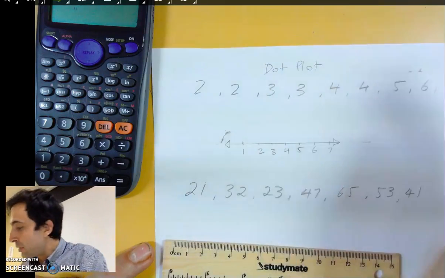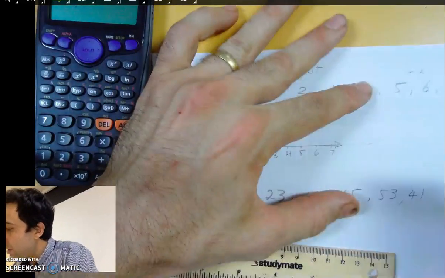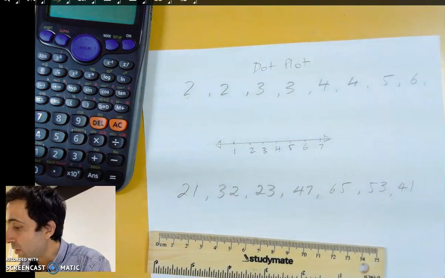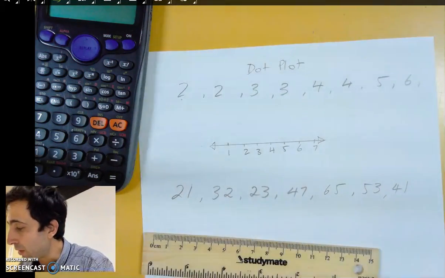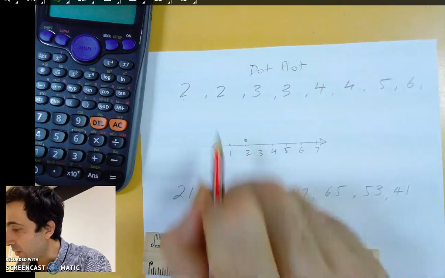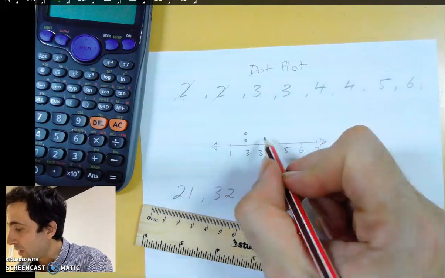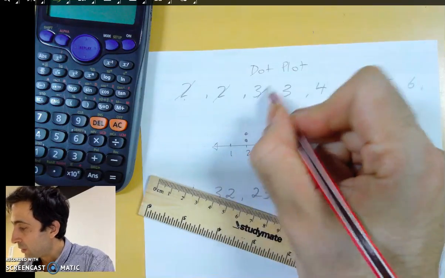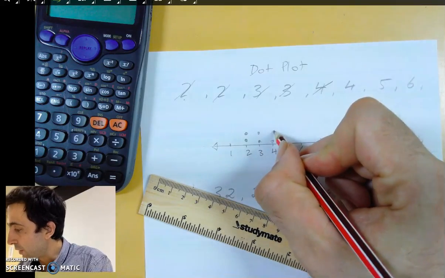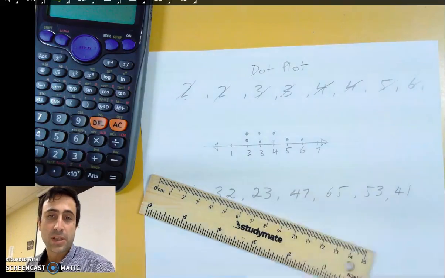And if I wanted to represent these numbers here, all I would do is represent each number as a dot on the dot plot. So there's a 2, I put a 2 here. There's another 2, I put another 2 here. Best cross them off as I go. 3, another 3, 4, another 4, 5 and 6. And there I have that data represented as a dot plot.